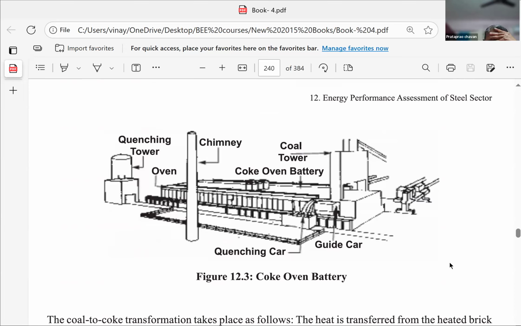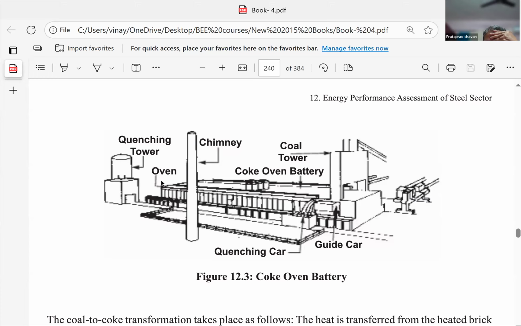Now, this is a coke oven battery. That means what? You are putting coal in, and that word you have used, anabolic, I forget. So that process of quenching is then taking place here. This is the coke oven. So coke oven battery, why battery? It's a modular form of ovens, a number of ovens.